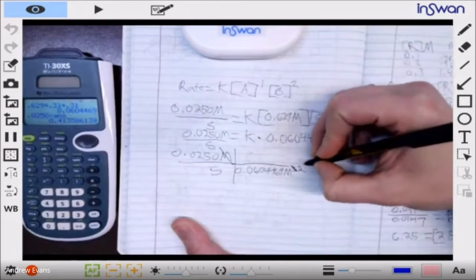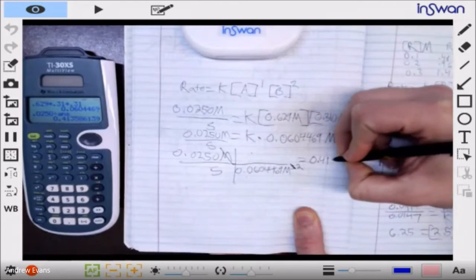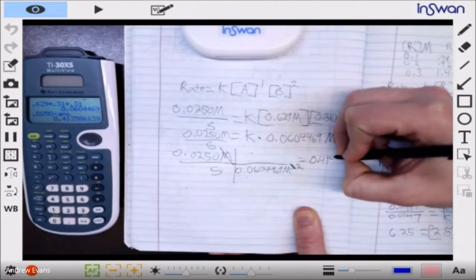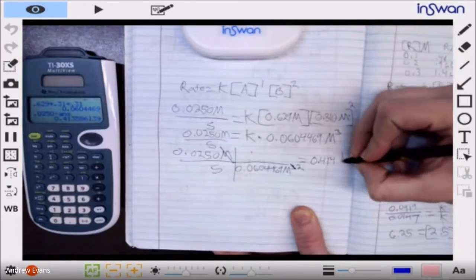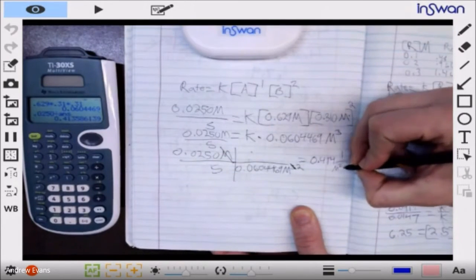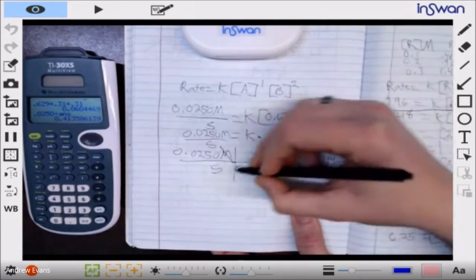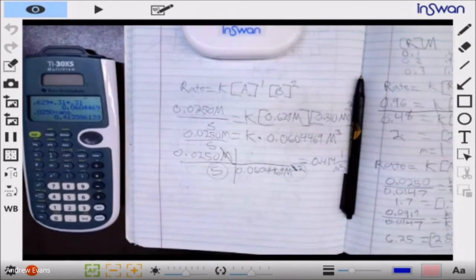And so your answer becomes 0.414. And the units are 1 over M squared s. Because we have two M's left here and we have s left there. The units that we cancel out have to go away, and the units left behind have to remain.